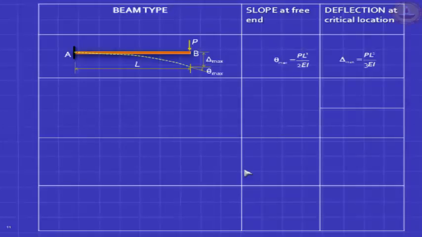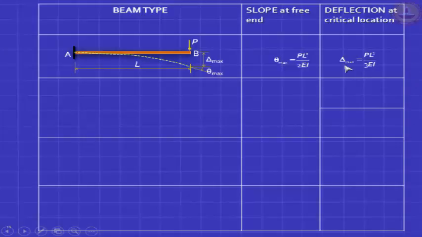Okay. Now, practicing engineers want ready-made formulas. And so you can actually generate, using this method, standard formulas for cantilever beams, concentrated load. This is your maximum slope.